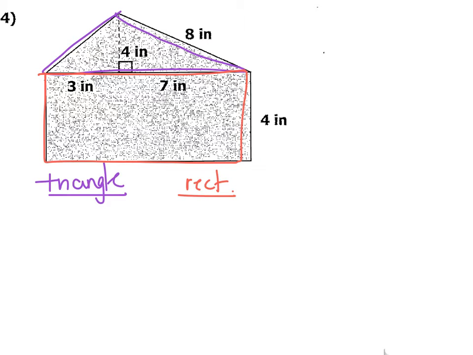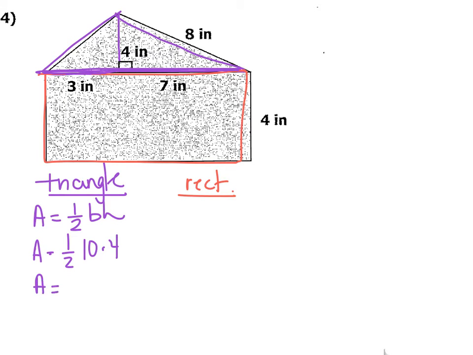So let's start with the triangle. Formula for a triangle, area of a triangle is 1/2 base times height. So in this figure, the base would be this right here, which is 3 plus 7, which gives you 10, times the height, which is right here, and that is 4. So if we work that out, half of 10 is 5, times 4 is 20. The area is 20 inches squared, and I'm just going to circle that.